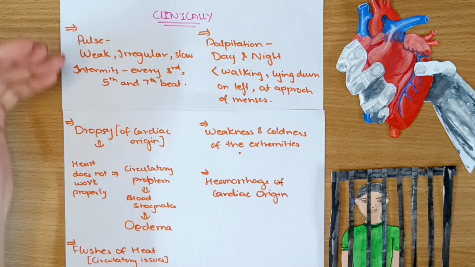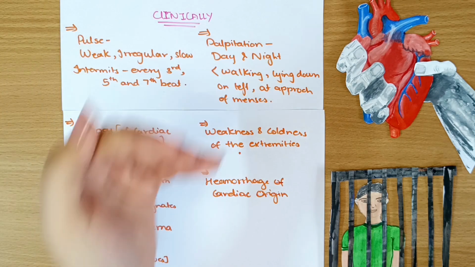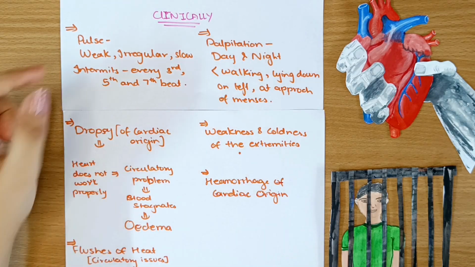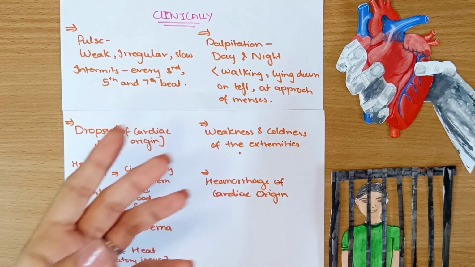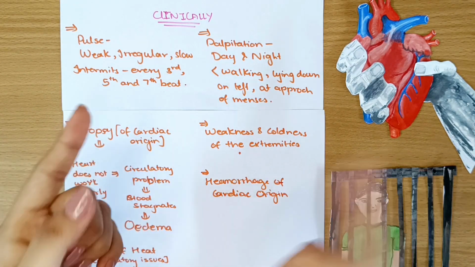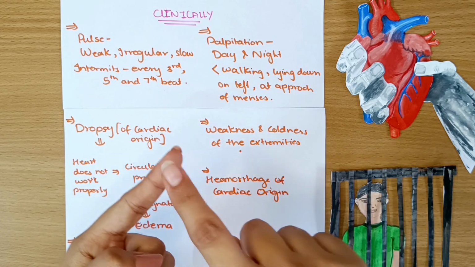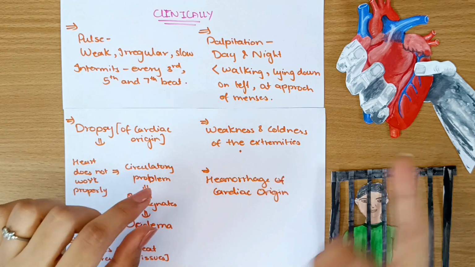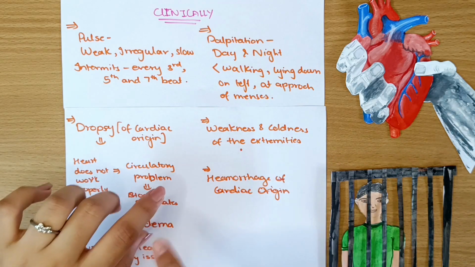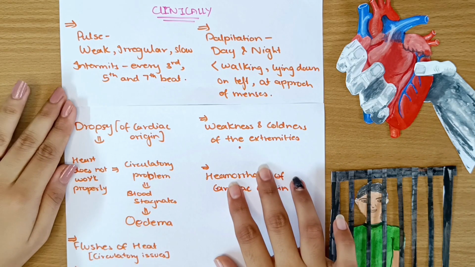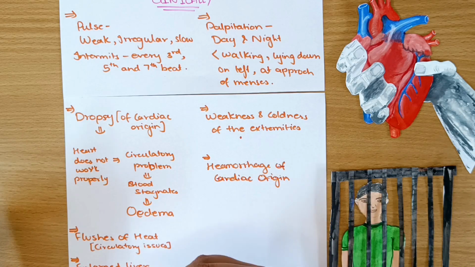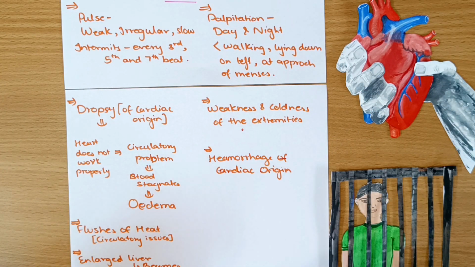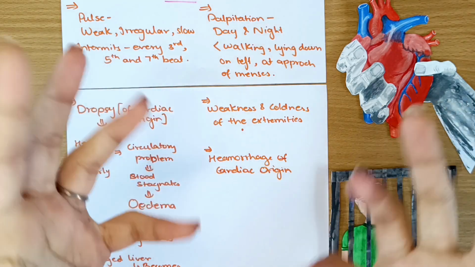Clinically, what do we see in digitalis and Cactus grandiflorus? The first thing is that the pulse is very weak, very irregular, and very slow, intermitting every third, fifth, and seventh beat. Another thing that we see in digitalis is dropsy. This dropsy is of cardiac origin.